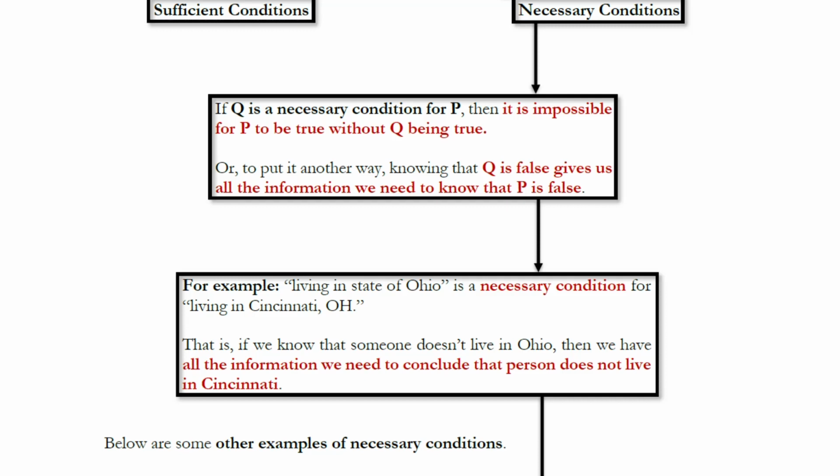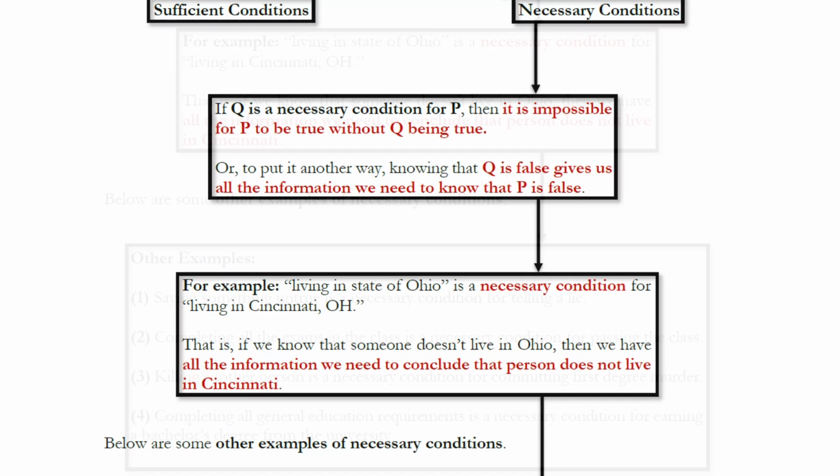Now, in addition, notice that while living in Ohio is a necessary condition for living in Cincinnati, it is not a sufficient condition for living in Cincinnati. If all you know about Smith is that he lived in Ohio, you would not be able to draw any conclusion about what particular city he lived in. Maybe he lives in Cincinnati, maybe he lives in Columbus or Dayton or Cleveland. So living in Ohio is a necessary but not sufficient condition for living in Cincinnati.